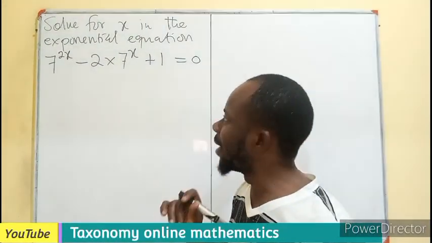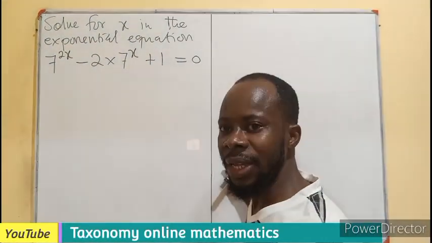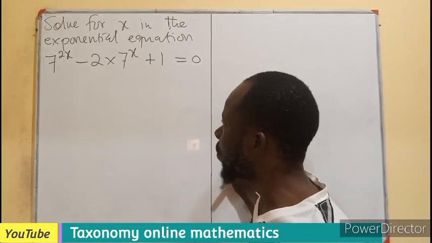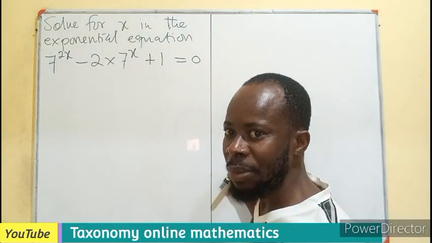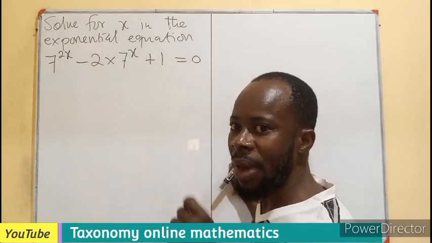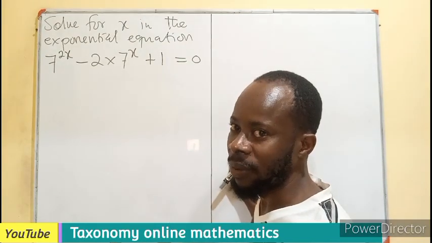Okay, let's provide the answer to this exponential equation. Solve for x in the exponential equation 7 raised to the power 2x minus 2 times 7 raised to the power x plus 1 equals 0.